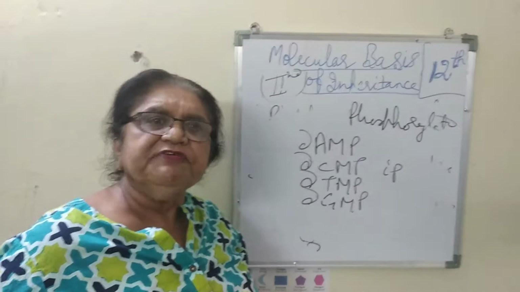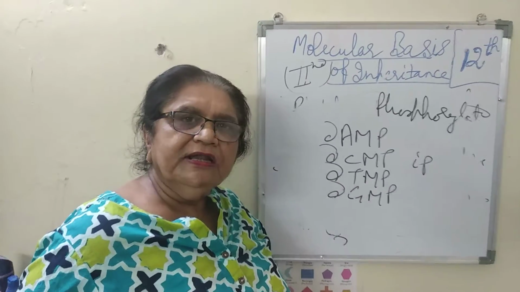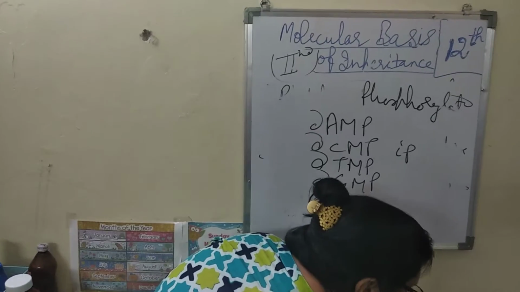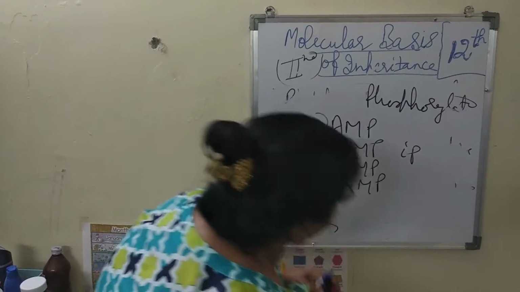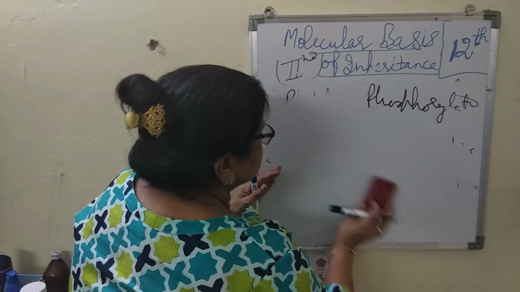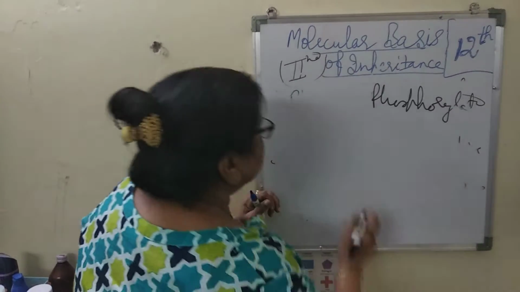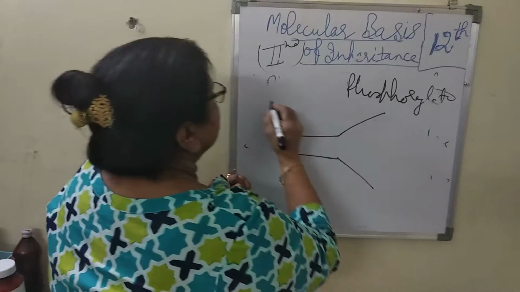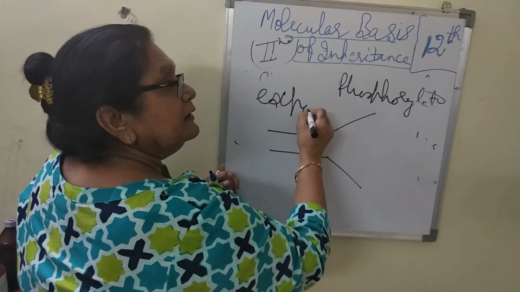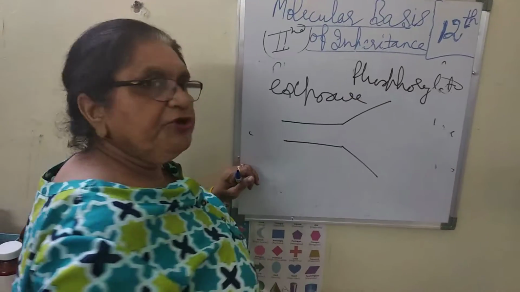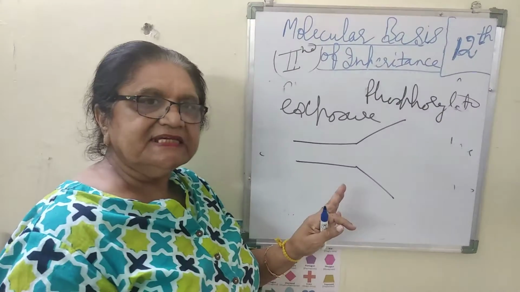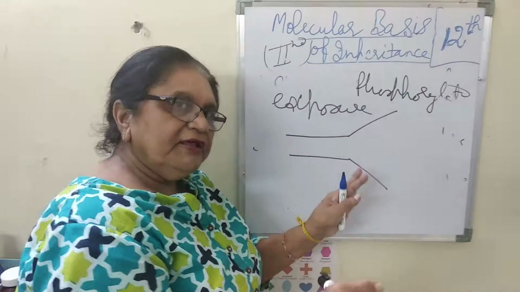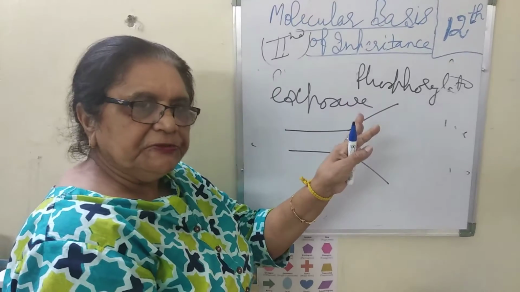Monophosphate changes into triphosphate, and this first step is called activation of deoxyribonucleotide. After the activation, there is exposure of the DNA parental strand. This is the origin of the replicon, where the strands break and are exposed.